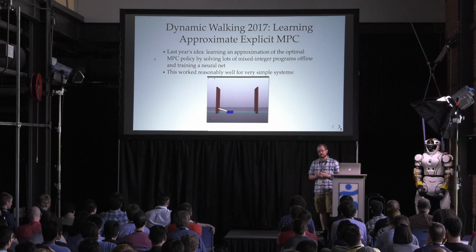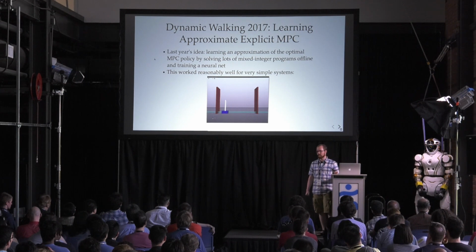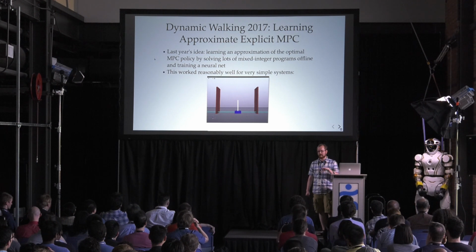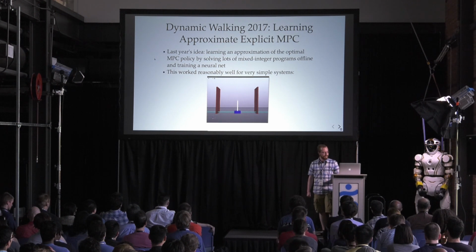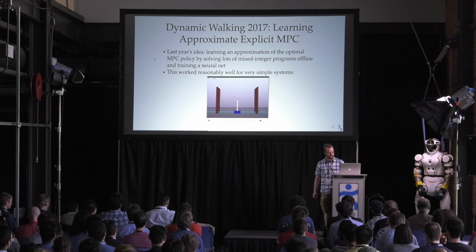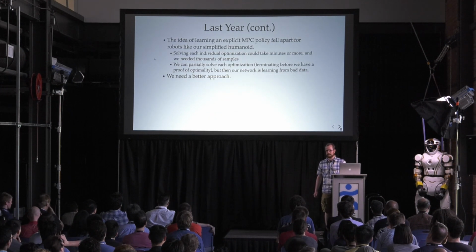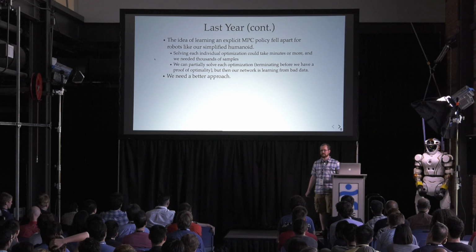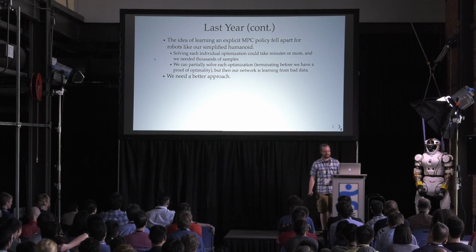So last year, Dynamic Walking in 2017, I presented an idea, which was we're going to run a lot of optimizations offline. We're going to create a big database. We're going to run some machine learning, and we're going to learn a policy. So learn a map from robot state to robot actions for a particular environment. And that worked okay for this really simple pendulum system where it can make contact with the walls. And then I don't have any video of that working for Atlas because it doesn't. It totally didn't work. Which I think is kind of cool. It's fun to be wrong.